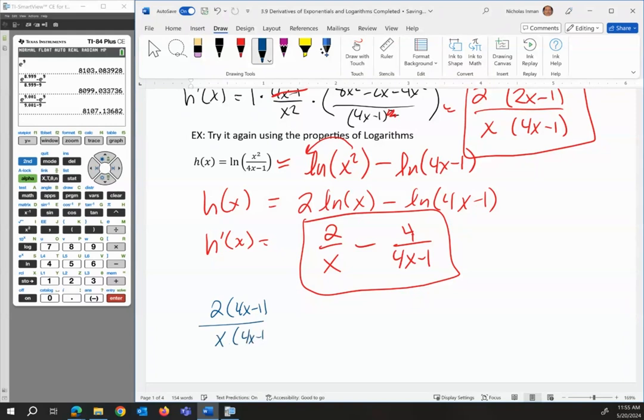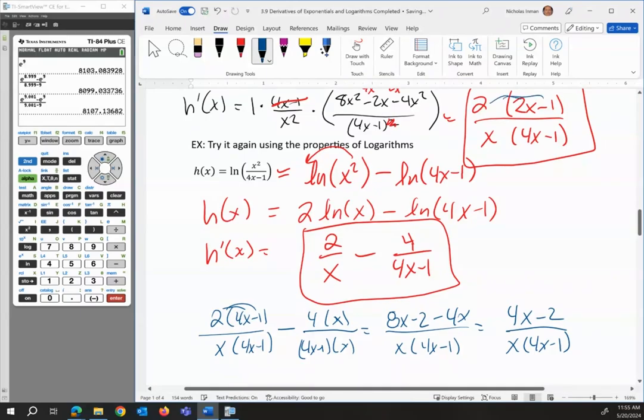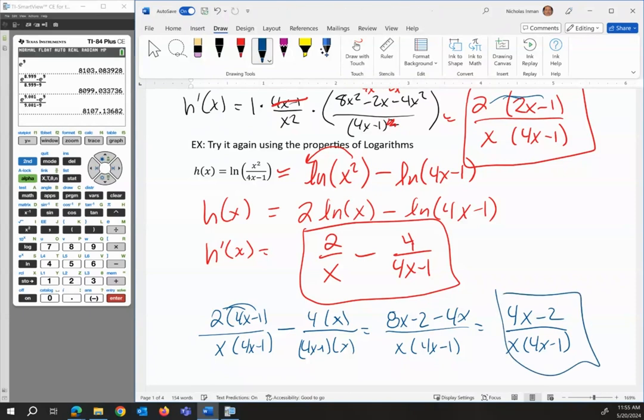So the first fraction we'd have to multiply by 4x minus 1. The second fraction I'd have to multiply by an x. So what? 2 times 4, 2 times 1. All right, the 8 and the 4 would reduce. And this 2 times that and that. 2 times 2x is 4x. 2 times -1 is -2. All right, so these two things are the same, right? It's just they look a little bit different.